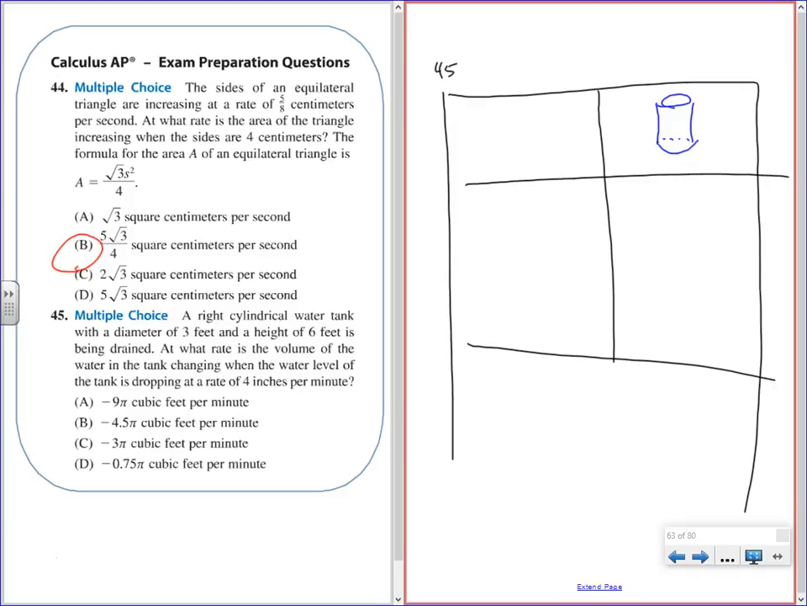Diameter of 3 feet and a height of 6 feet, is that right? It's being drained. Wait a minute, what's in him? He's full of water, yeah? And he's being drained, so somehow it's leaking out. I don't really know. Maybe there's like a hose and it's sucking it out. Anyway.